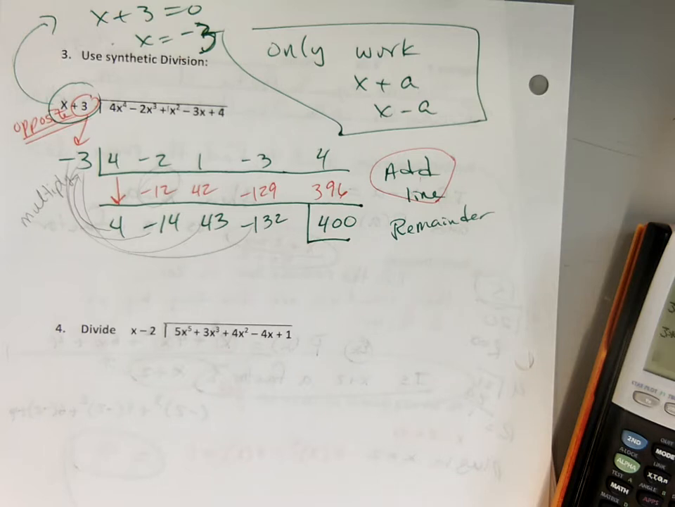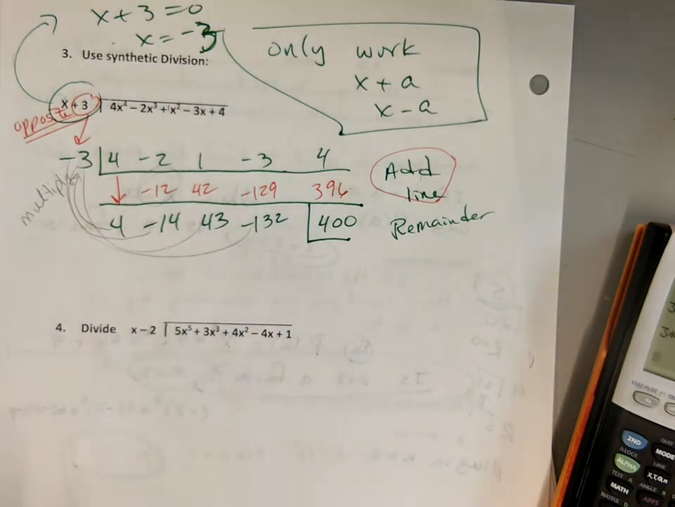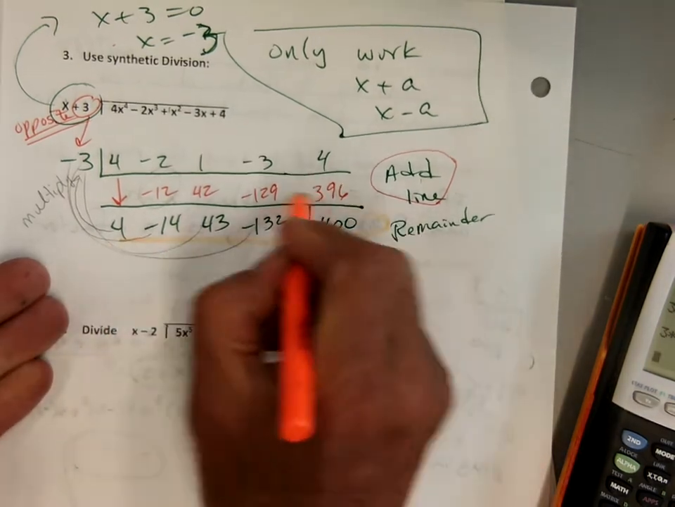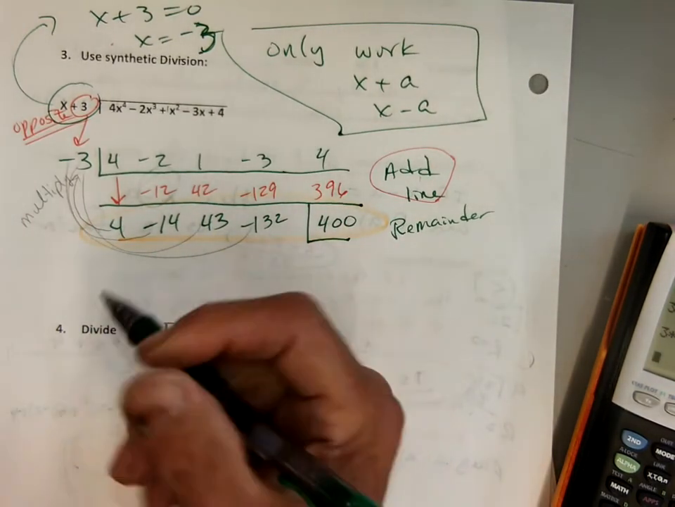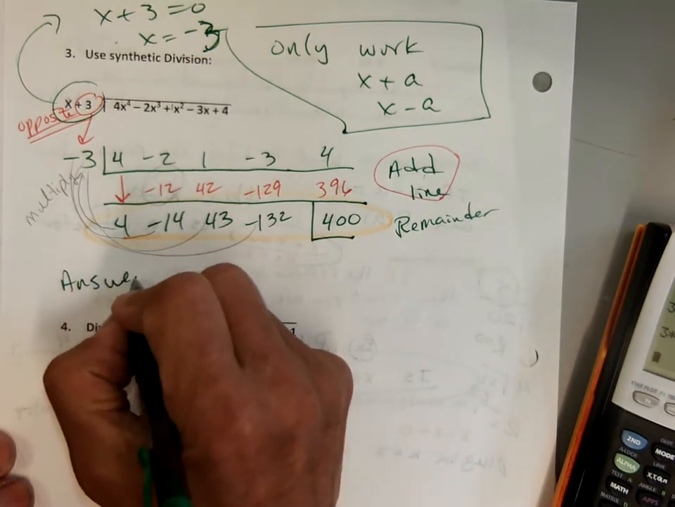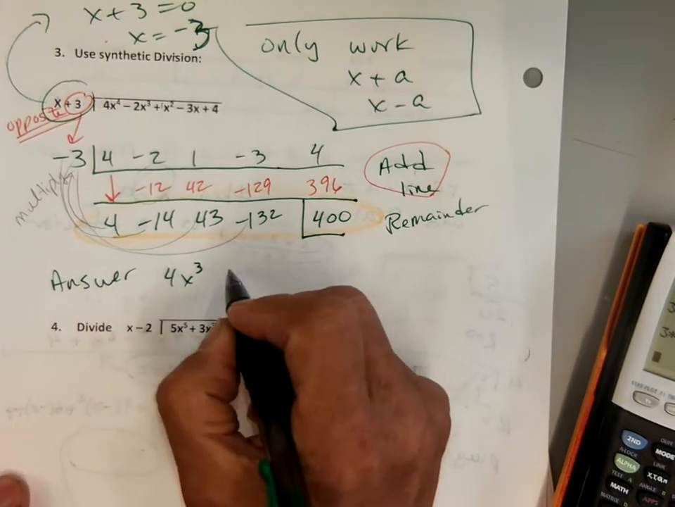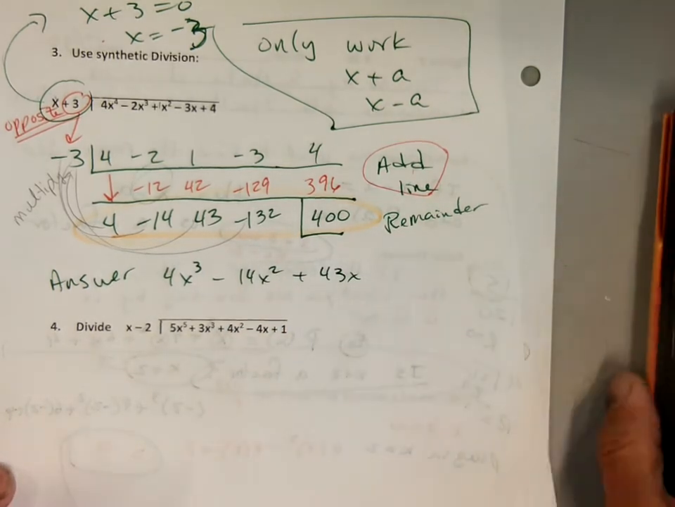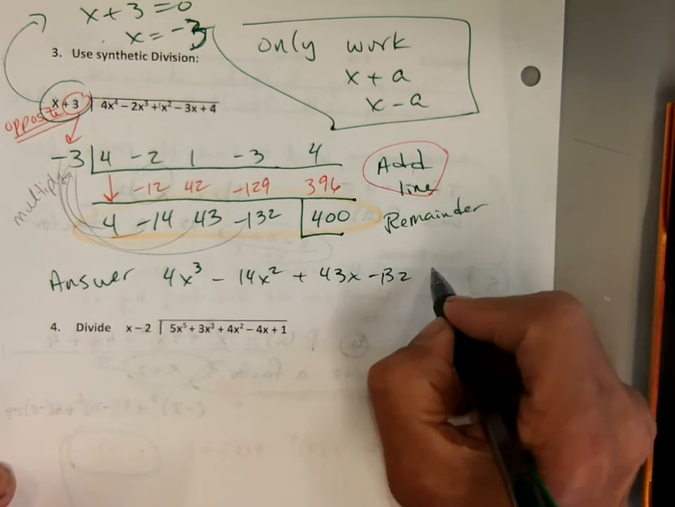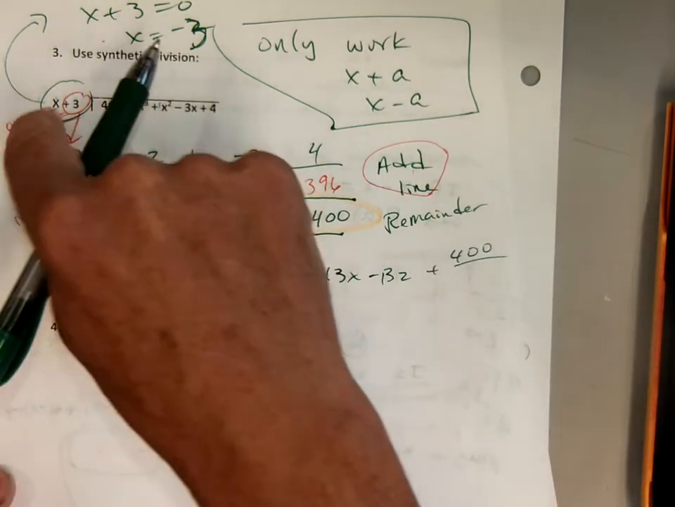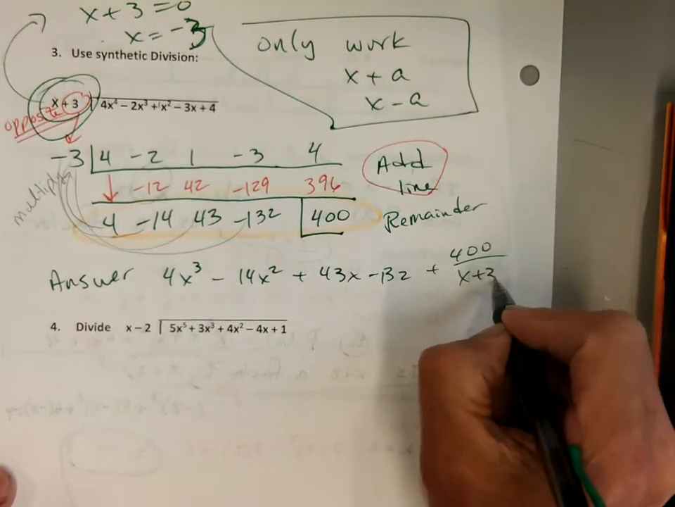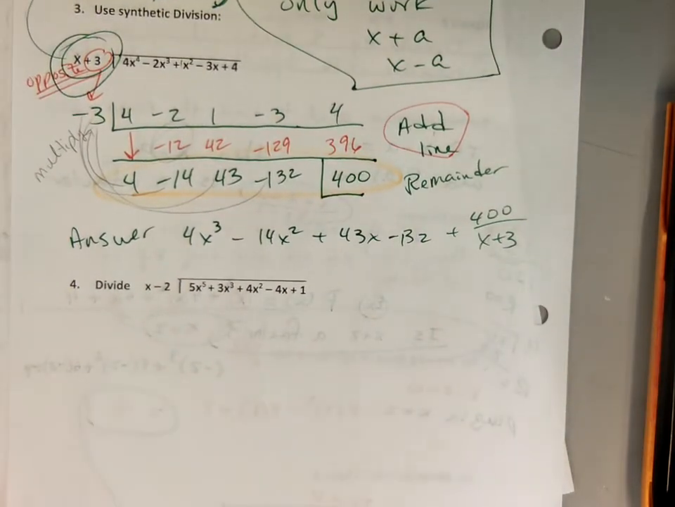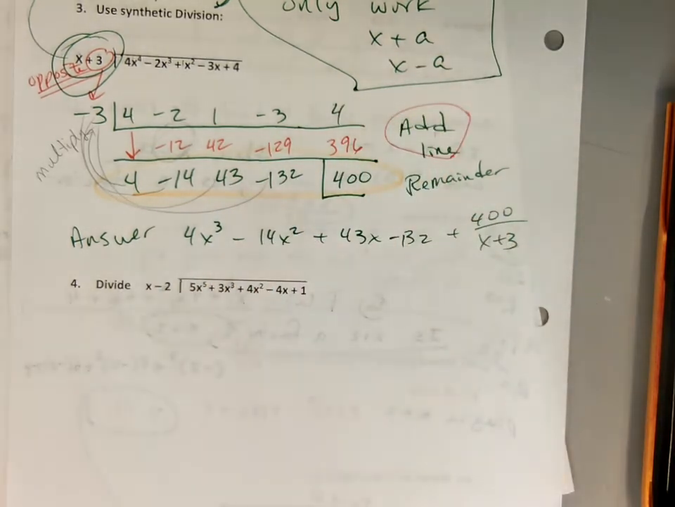So the answer is just this. Here's our answer, but let's put it together with x's. So my answer is 4x cubed minus 14x squared plus 43x minus 132 plus my 400 over what I divided by, which is x plus 3. A lot easier than yesterday, right? But it only works if it's x plus or minus some number, okay?